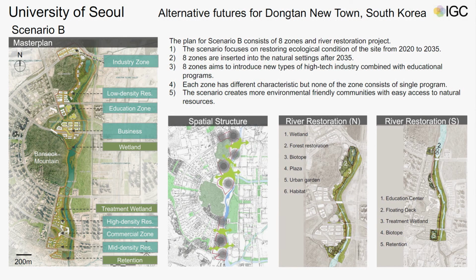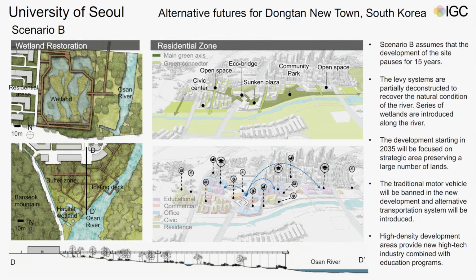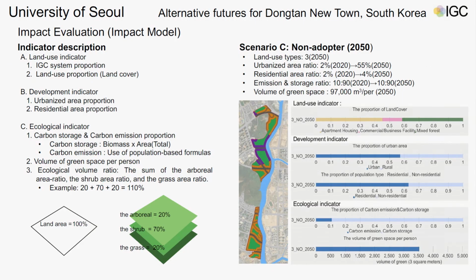And scenario B is focusing more on natural preservation. This assumes that a halt on intensive development will rather improve the ecological condition of the site. So there are smaller 8 zones you can see in this diagram, and this is normally mixed-use programs, with residential, commercial, and high-tech industry land use combined. These are some more details, examples of our design. And then there's the geoscientist part. We have a separate analyst team who closely worked with the two design teams through the whole design process.